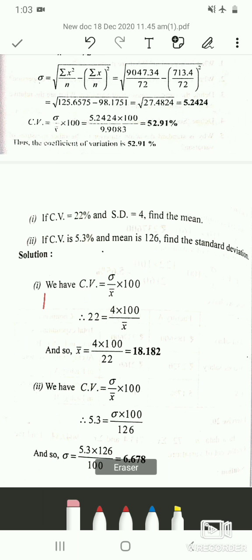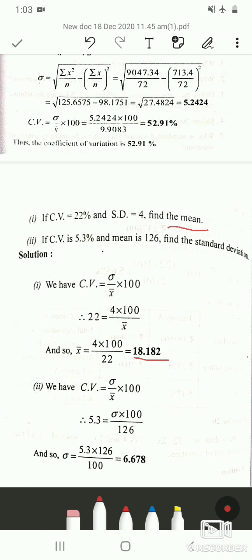Write the formula of coefficient of variation, which is sigma divided by x bar into 100. Whatever values are given, substitute those values. Here CV is 22 and SD is nothing but standard deviation, which is sigma. So substitute in place of sigma as 4 into 100 divided by x bar. They have asked us to find the mean, that is the value of x bar. So x bar is equal to 4 into 100 divided by 22. So we get the mean value as 18.182.